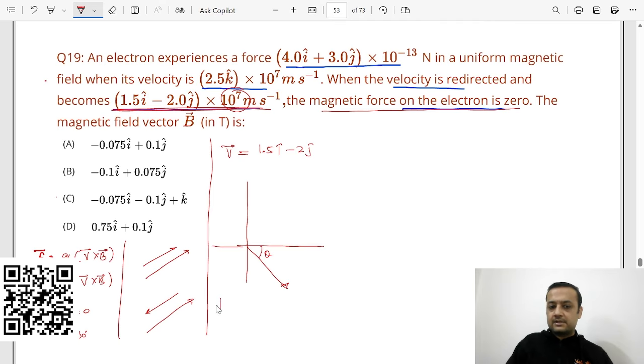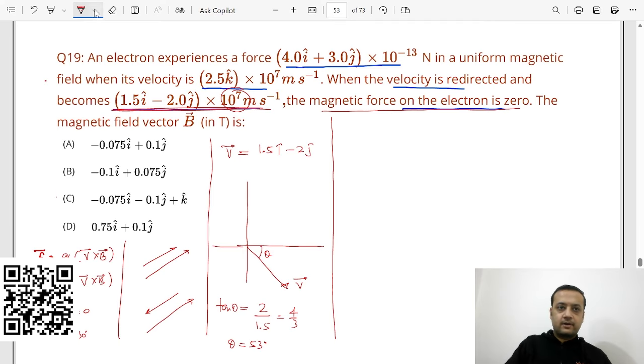Tan theta will be the y component, which is negative 2, divided by the x component. The minus sign just tells the negative direction, so I'm just taking the positive magnitude, 2 divided by 1.5. That means this is 4 by 3, so theta will be 53 degrees. That means the velocity vector is in this direction. Now let's check each option.